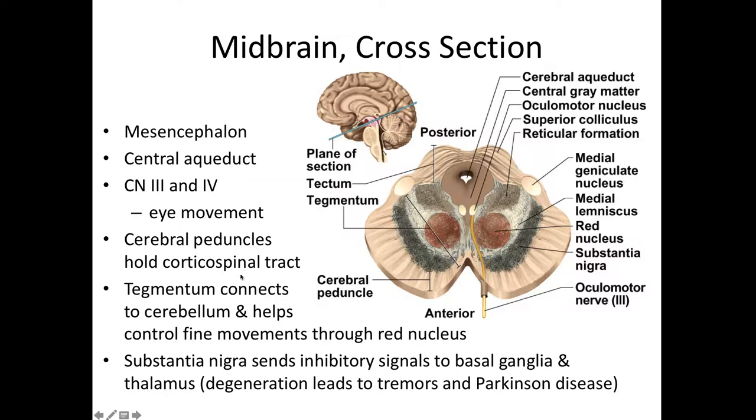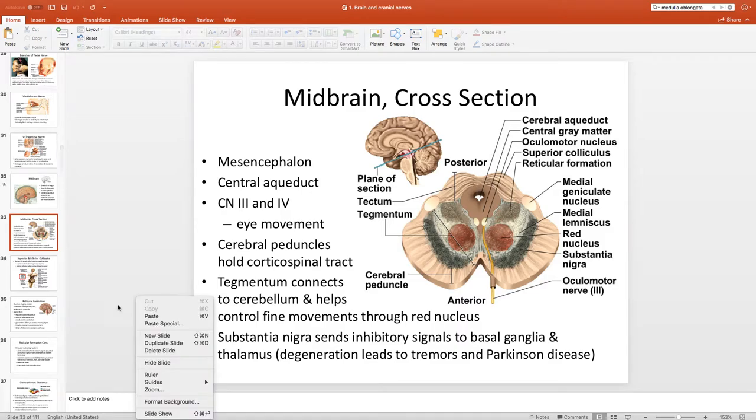So the cerebral peduncles hold the corticospinal tract. Let's break down that word. Cortical means coming from the cortex, and spinal means spine.